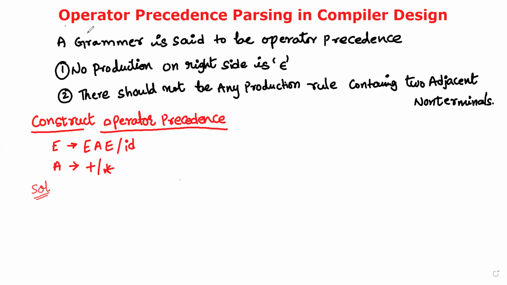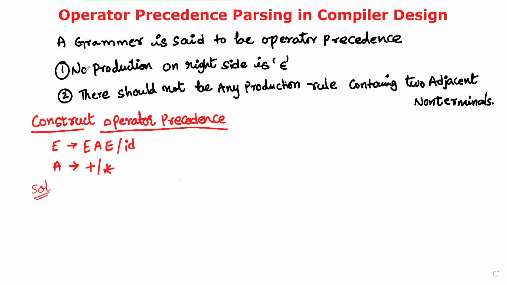So today we'll discuss operator precedence parsing in compiler design. Let us see the definition first. A grammar is said to be operator precedence if no production on the right side is epsilon, and there should not be any production rule containing two adjacent non-terminals.